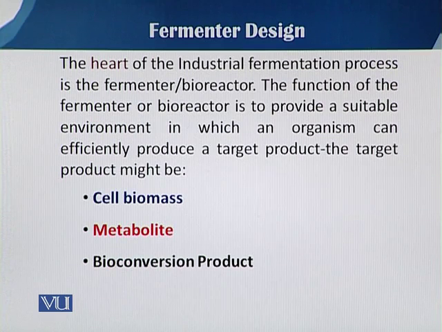The basic function of the fermenter is to provide a suitable environment in which the organism can efficiently produce our target product. What are our target products? When we discussed the range of different products by fermentation process, we classified five different ranges of fermentation. But here we are only mentioning three major ones: cell mass production, metabolite production, and bioconversion product. But the fermenter has a vital role.